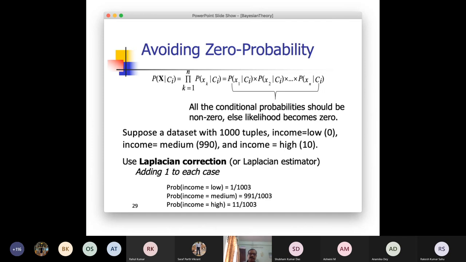So suppose a data set with 1000 tuples, income low is 0, and the others are 990 and 10, but we add 1 for every category. So the total number of tuples is 1003. So by default, at least there is one occurrence, which are not in this data set. And in this way, you avoid zero.